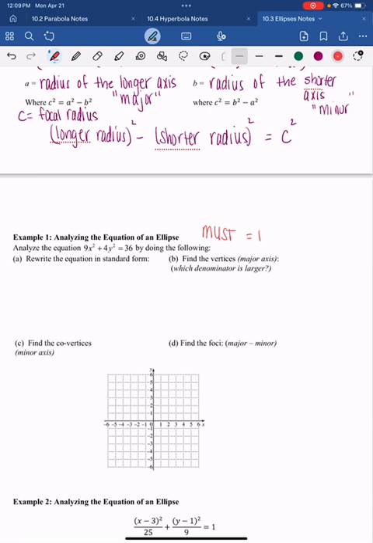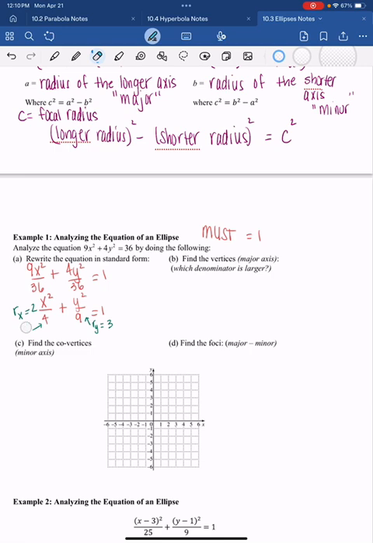So I'm going to divide by 36, and I'm going to reduce that. So it's going to become x squared over 4 plus y squared over 9 equals 1. Okay, so my x radius is going to be 2 because this represents a squared or b squared, whatever. And then my y radius is going to be 3.